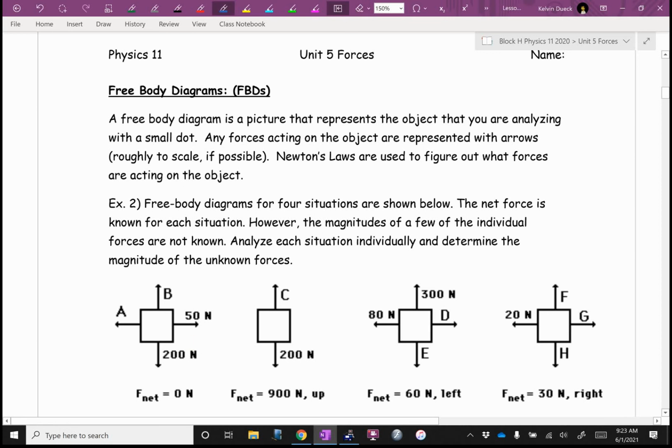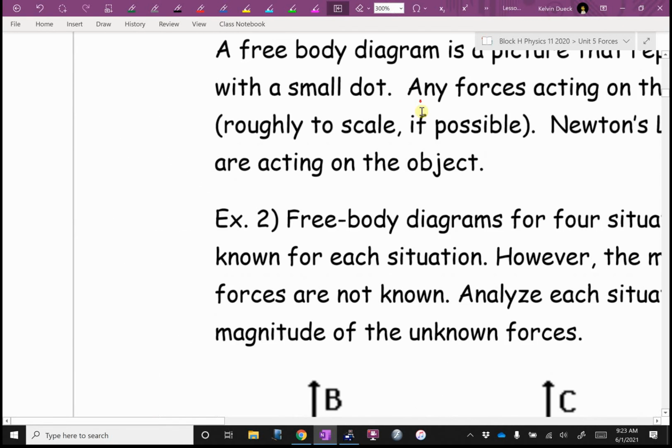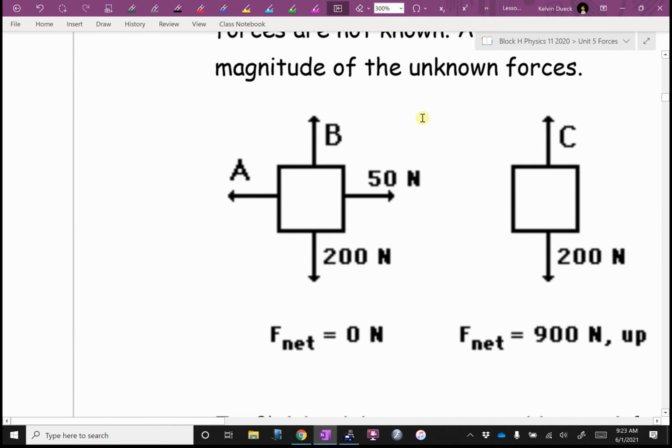So here's 4 free body diagrams, although usually instead of a square, I'll just put a dot in the middle. I'm too lazy to do that. It says the magnitudes of a few forces are not known, but we do know the net force. Analyze each situation and determine the magnitude of the unknown forces. Let's zoom into this first one.